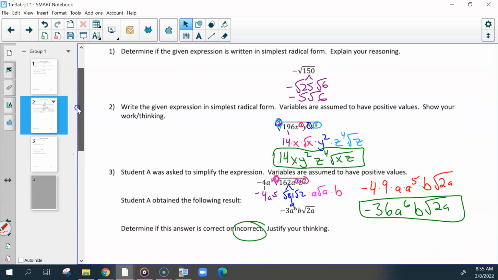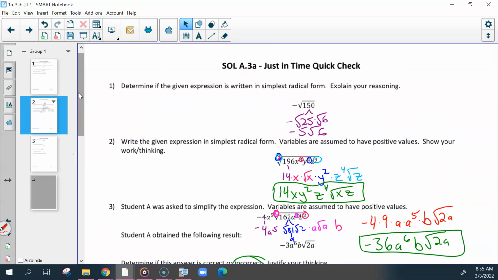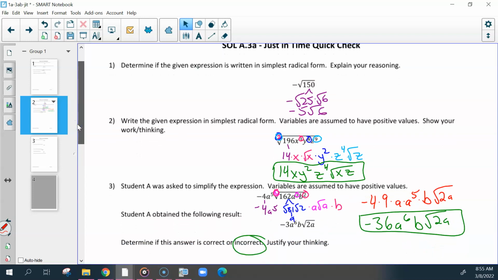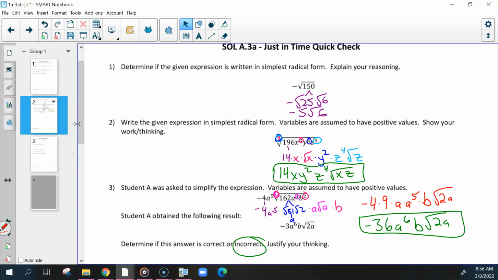Starting on the side that says 3a, with your square roots, for number 1, the negative square root of 150 can be broken down to 25 and 6 if we're doing the shorter method, finding the highest perfect square that goes into it. The square root of 25 is 5, so our final answer would be negative 5 times the square root of 6. Questions on that one?